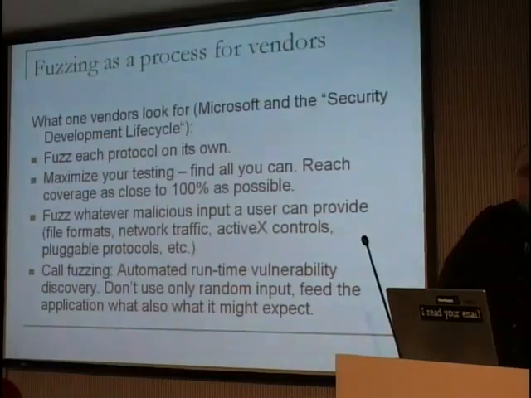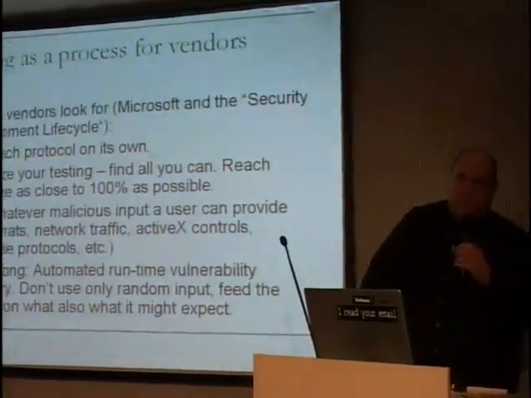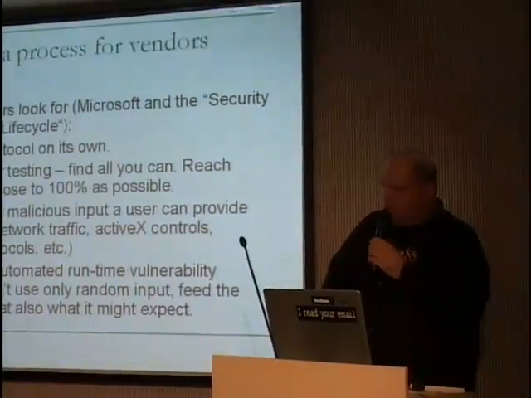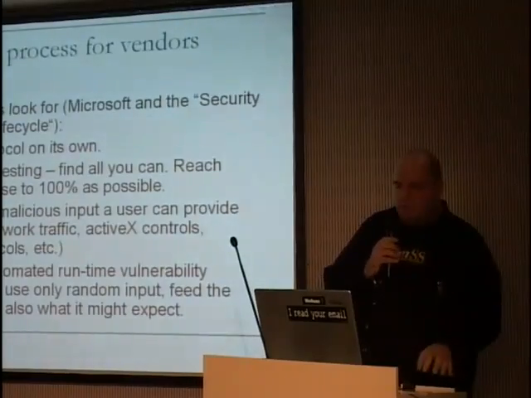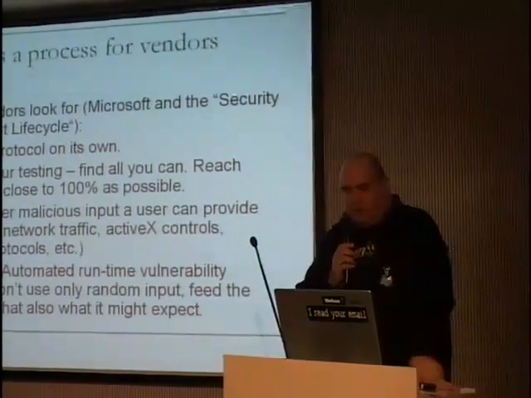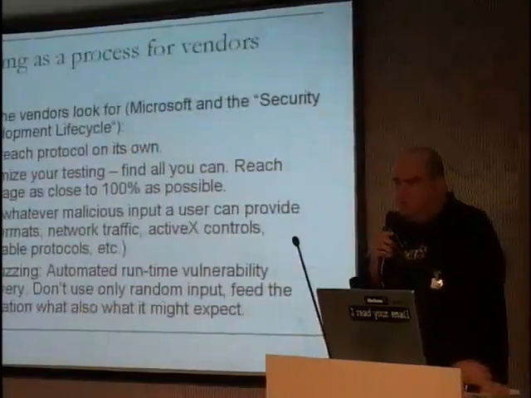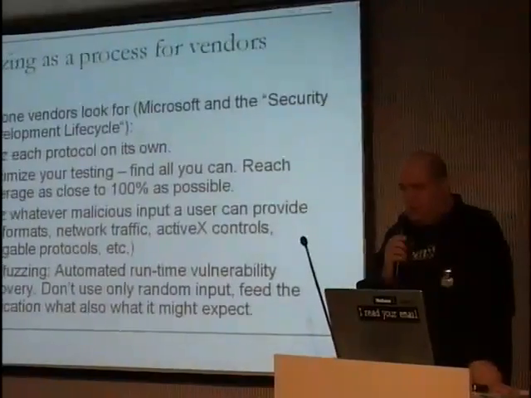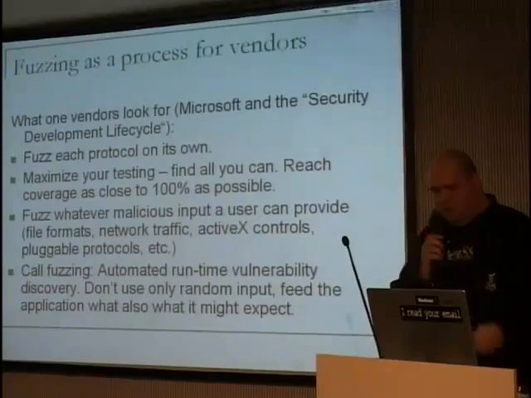They don't want to just take some sort of software and throw the fuzzer at it. If it uses both HTTP and BGP, I'm not sure if Microsoft has anything that uses BGP, then test each of them on their own and see what happens. Maximize your testing. Find all you can. Reach coverage as close to 100% as possible, which means put people on the fuzzing. Don't just run and forget, right? That's the one thing we discussed that corporations usually can't do.